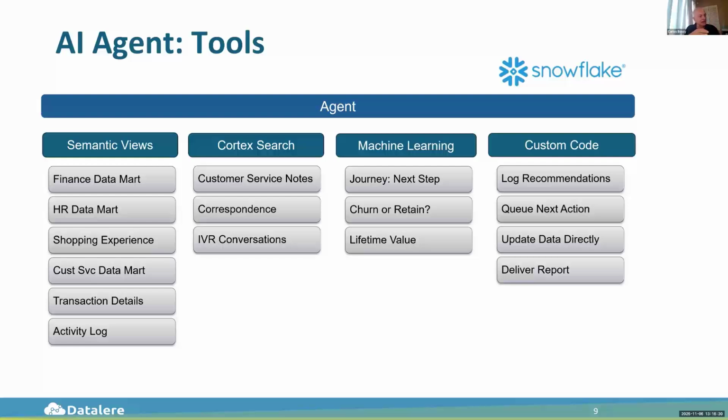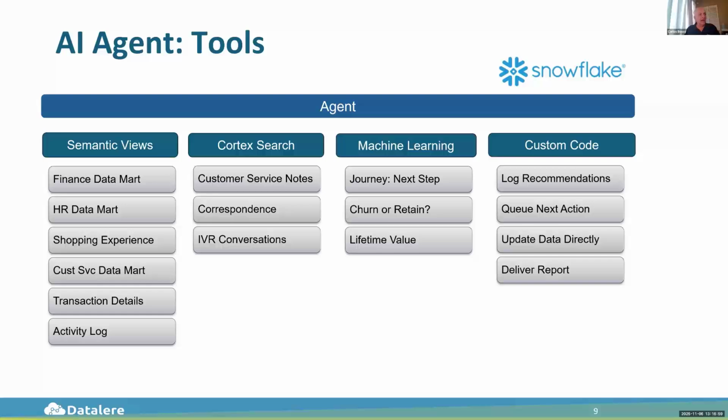But I also have it look at an activity log, a detailed transaction table, and a shopping experience table or set of data. Let's just call it a data set. A table's the wrong way to say it, but it could be multiple tables, multiple sets of data. And by using the semantic views, the agent can query into any of these and get an understanding of the situation I'm trying to solve.